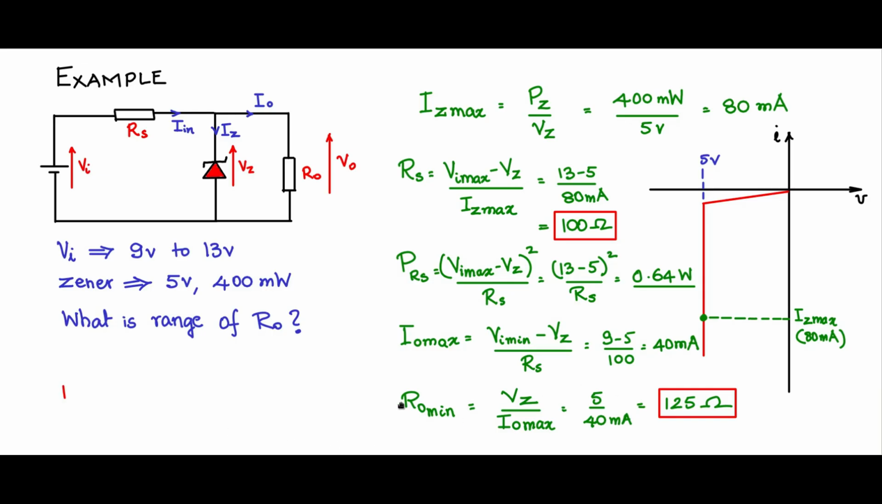So therefore, the range of R0 is 125 ohms on one side, and on the other side it is open circuit or infinite. So this implies that R0 can take a minimum value of 125 ohms and a maximum value of open circuit. This is the range of R0 for this particular circuit for this kind of specification.